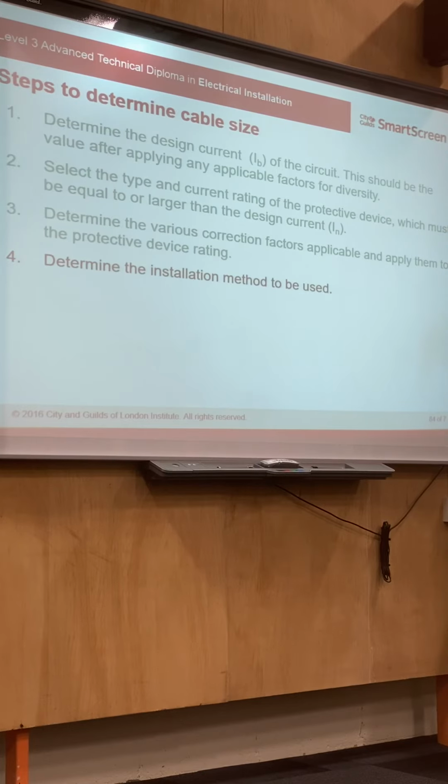We determine our installation methods next. This is where we take into account if it's in conduit or trunking, if it's clipped direct, if it's inside or outside. From that we can then look at the current carrying capacity tables in Appendix 4 in the big book. You can use Appendix F in the on-site guide if you want, but Appendix F only takes into account, I think, 5 cables, whereas the big book takes into account SWAs, single core SWAs, so it's got a larger variety of cables.